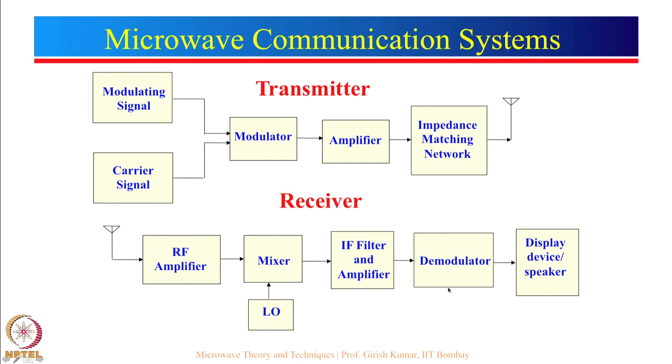This whole thing goes to the demodulator. This demodulator is opposite of modulator. So, if it has done analog modulation, it should do analog demodulation. If it is digital modulation, it should do the digital demodulation, and that goes to the display device, speaker. So, this is what a complete microwave communication system chain is. So, in this particular course we will talk about almost all the things except for the modulation and demodulation techniques, which is generally covered in different courses.